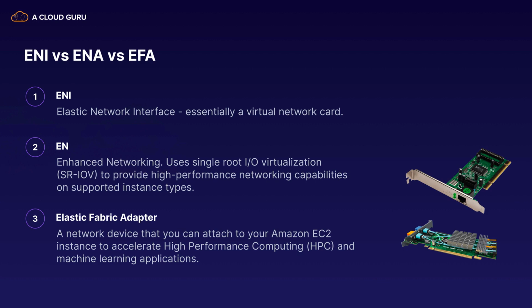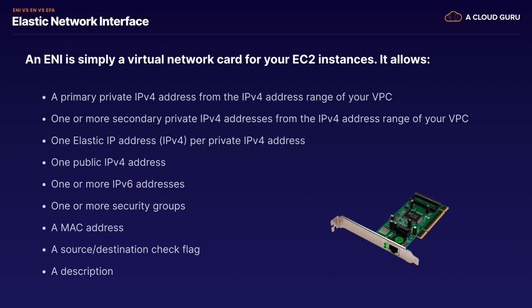And then number 3, we also have Elastic Fabric Adapter, and this is a network device that you attach to your EC2 instance to accelerate high performance compute, so HPC, and machine learning applications. So start with an ENI. Like I said, it's basically a virtual network card on your EC2 instance.